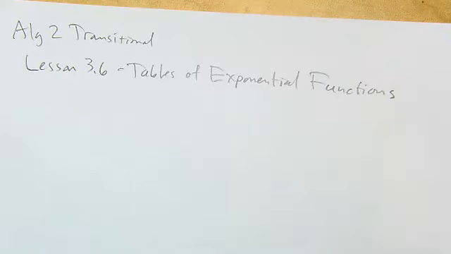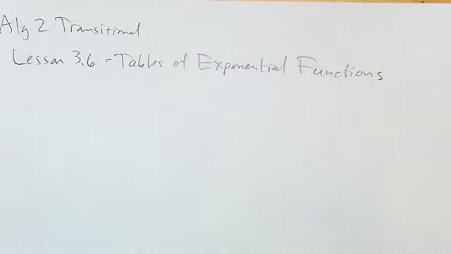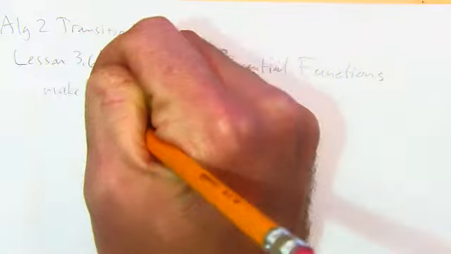All right, guys, lesson 3.6, we're looking at tables of exponential functions. Okay, so two types of problems. First off, you'd be given a function and have to make a table. So the first type is make a table.